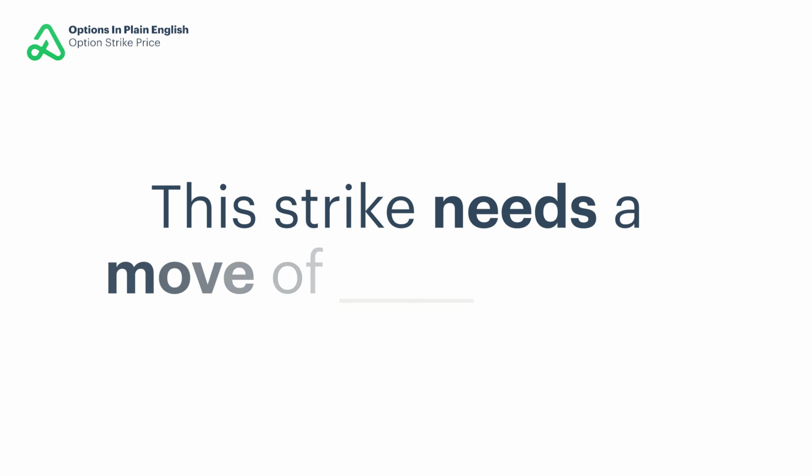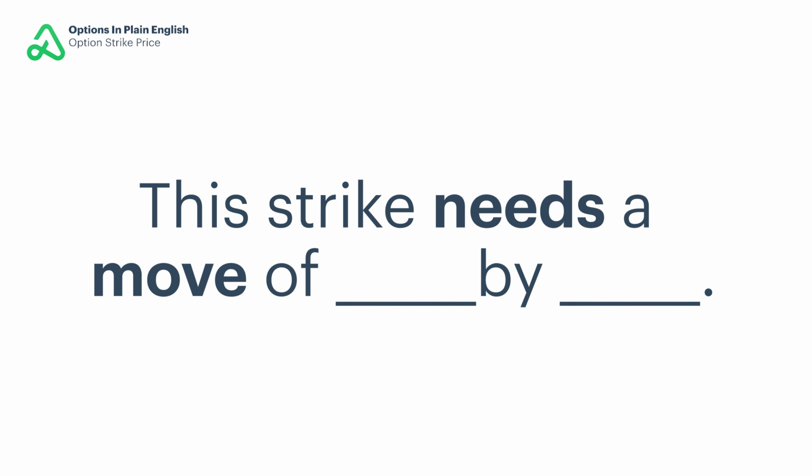All right, quick assignment. Next time you look at an options chain, pick one strike and say out loud, this strike needs a move of blank by blank. And that's how you take the guesswork out of options trading, with structure over guessing. In the next lesson, we're going to talk about premiums, what you're actually paying for, and the two parts that make up every options price.